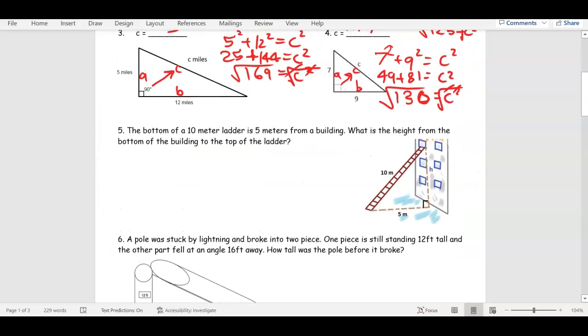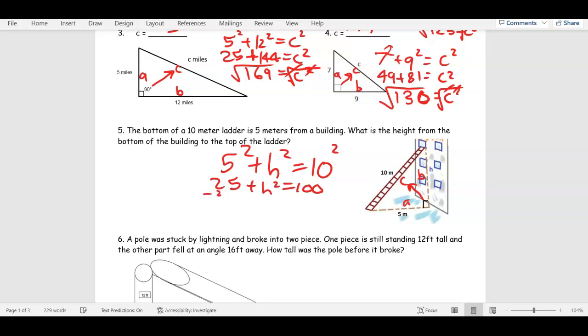This next one, if you know two sides and you're missing a third side, the height here, it's once again Pythagorean theorem. A, B, and C across from 90. 5 squared plus h squared equals 10 squared. 25 plus h squared equals 100. Once I square them, minus 25, minus 25. H squared equals 75.